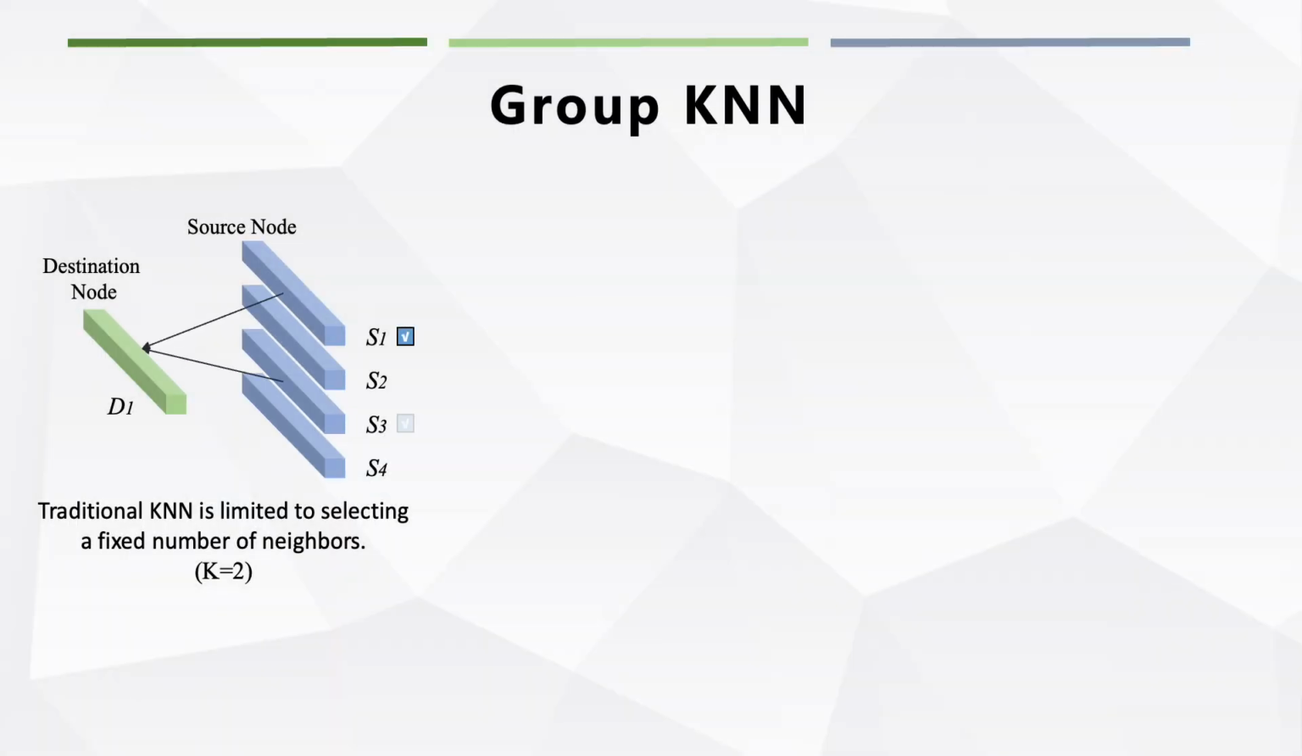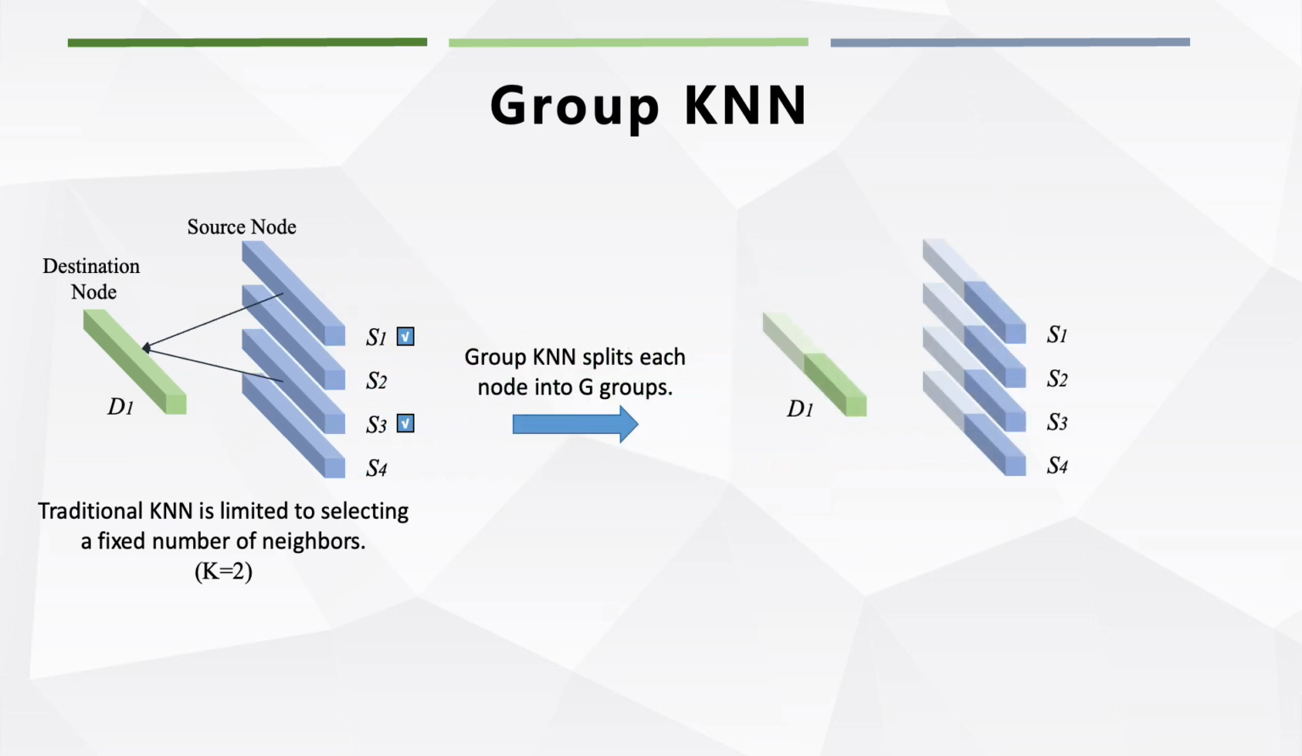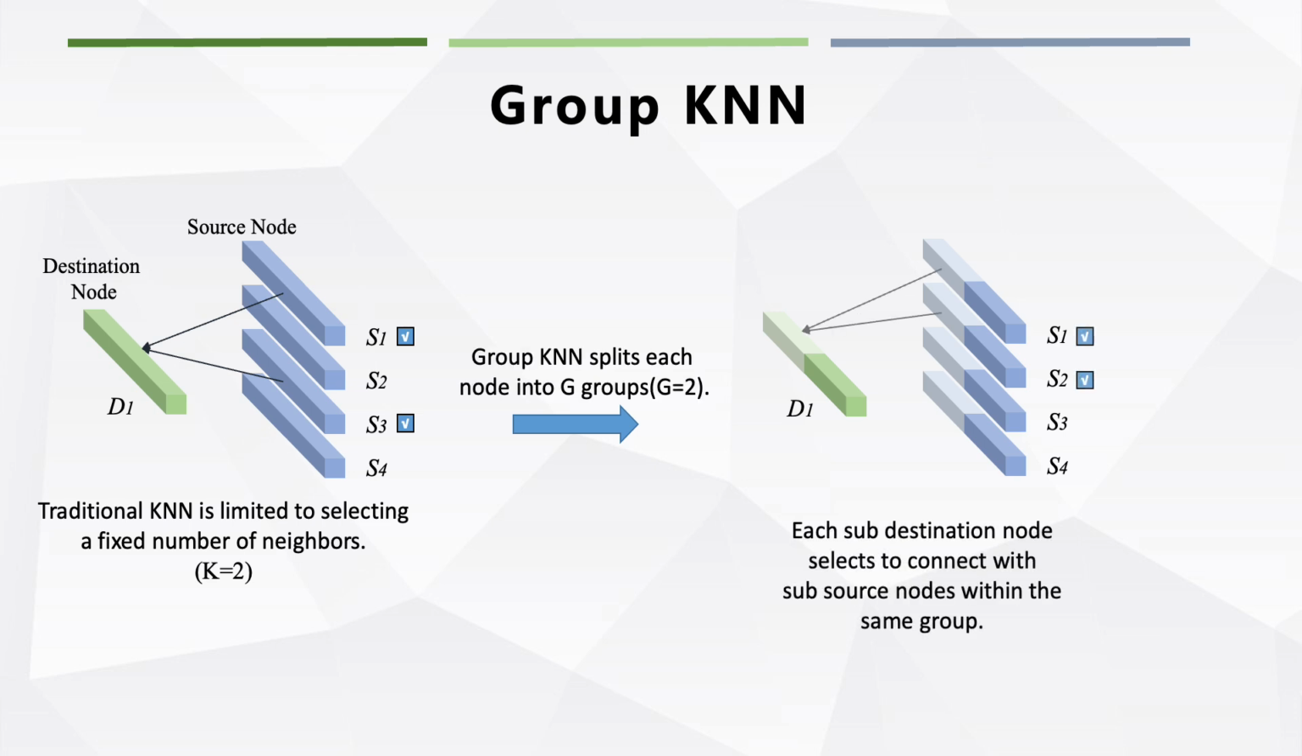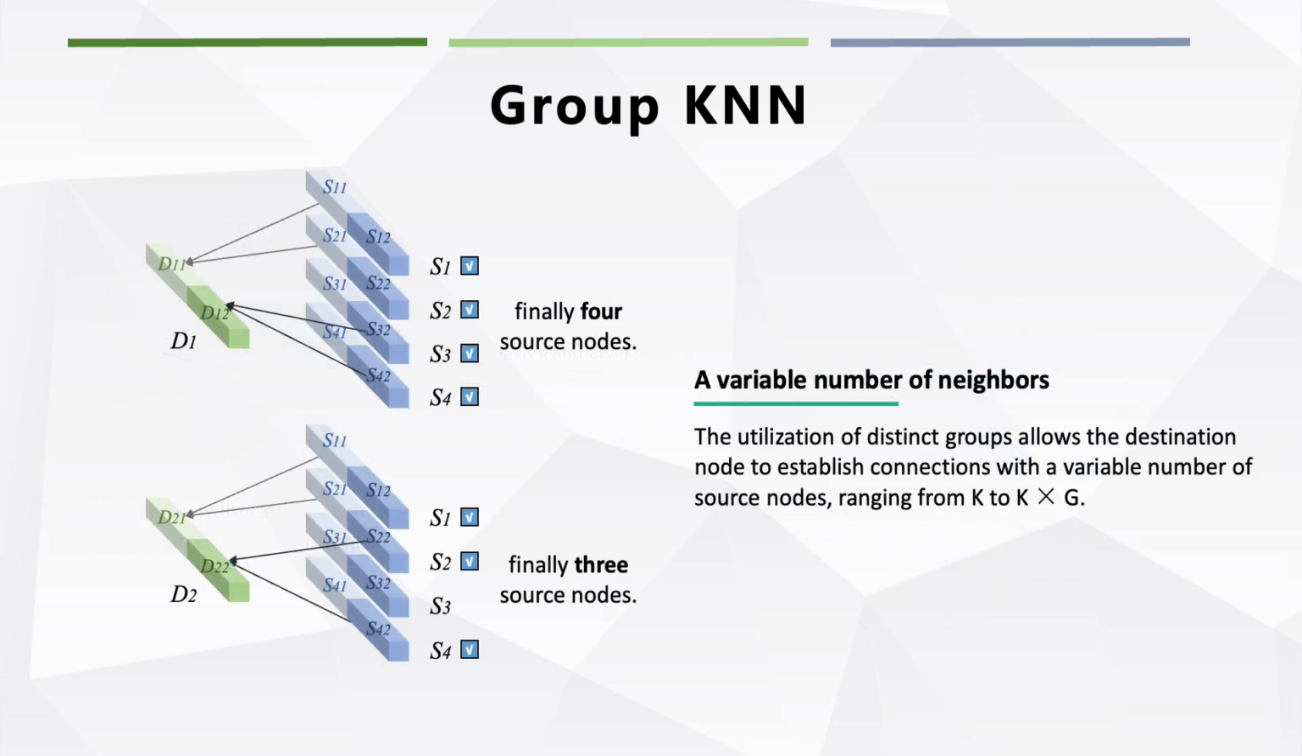Traditional KNN is limited to selecting a fixed number of neighbors. Group KNN splits each node into G groups. Each sub-destination node selects to connect with sub-source nodes within the same group. When the neighbors of distinct groups overlap, the number of selected source nodes decreases. Hence, our group KNN can achieve dynamic connections of variable quantity.